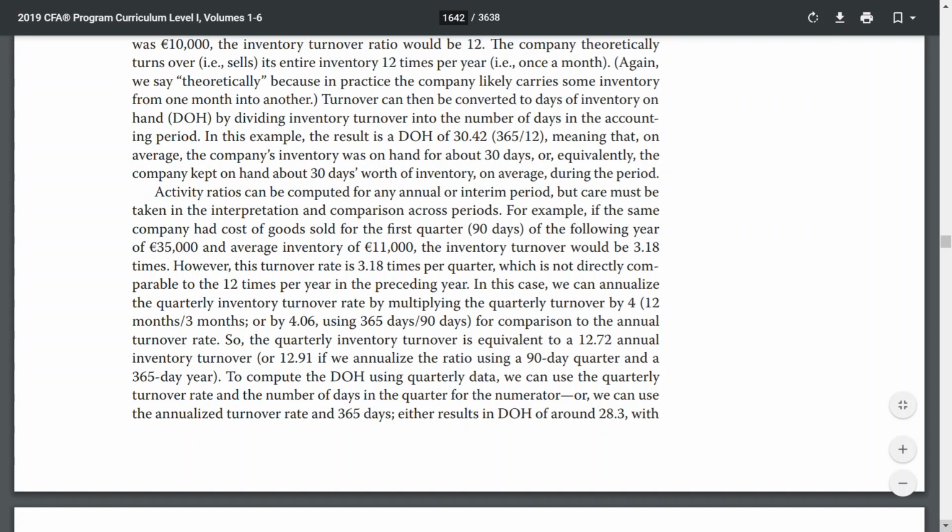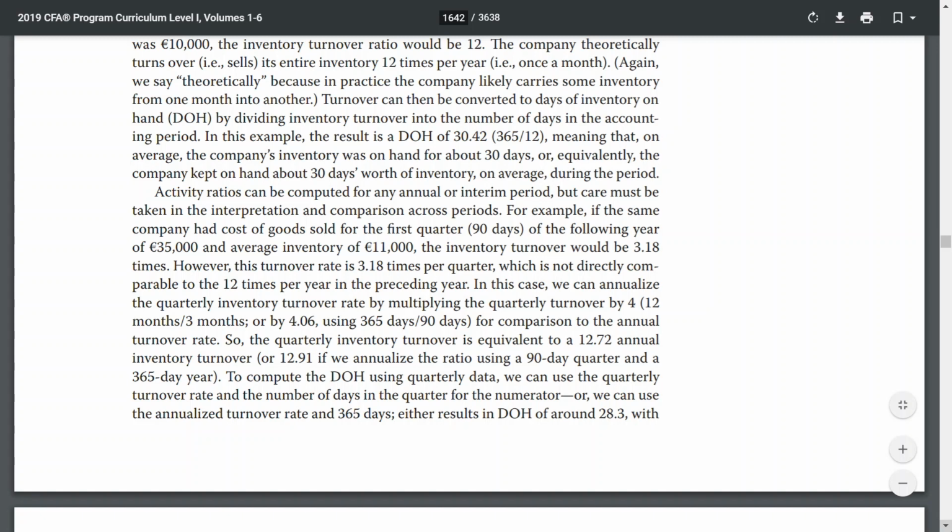For example, if some company had cost of goods sold for the first quarter, or 90 days, of the following year of 35,000 and an average inventory of 11,000, the inventory turnover would be 3.18 times. However, this turnover rate is 3.18 times per quarter, which is not directly comparable with its 12 times per year in the preceding year.